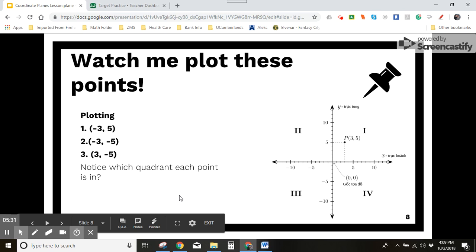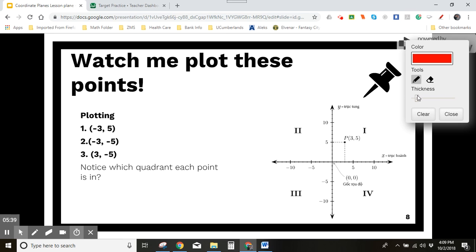So let's look at an example. I'm going to plot these points. I want you to watch. Plotting point 1. Point 1 says that I am at -3, 5. If I follow my directions, I want to start at 0, 0. My x value comes first. So my -3 is to the left: 1, 2, 3. And my y value is +5. So I go up and I plot my point, and we're going to label it number 1.